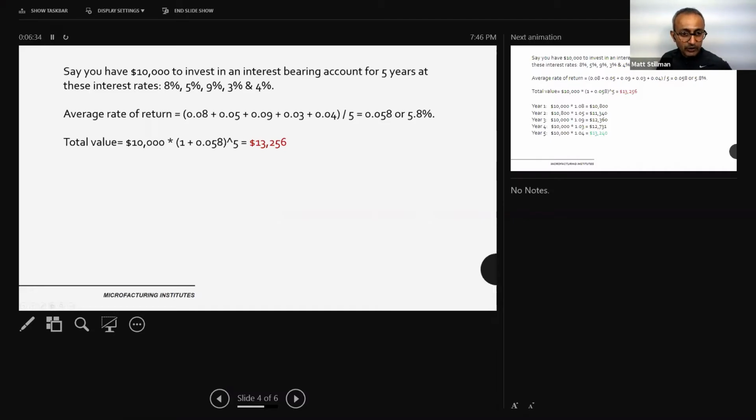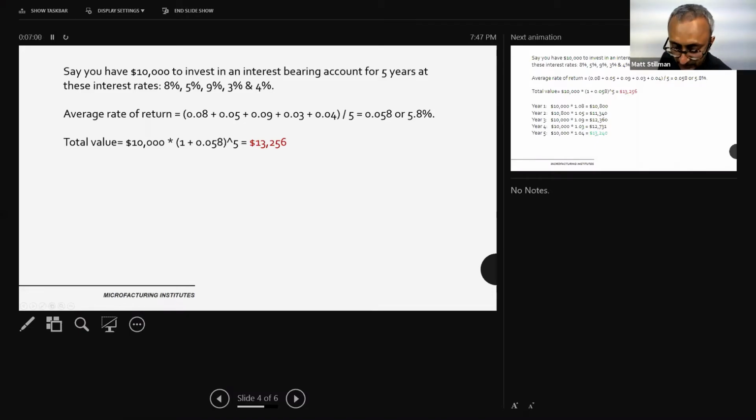And you know the compound interest math, right? So you take the $10,000, multiply that by 1 plus 5.8%. So this is the future value. This is the present value at the start of this time period, which is $10,000, multiplied by the average rate of return, and you get this 13,256, right?